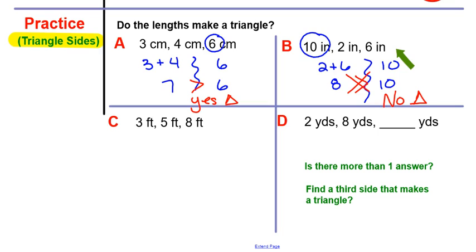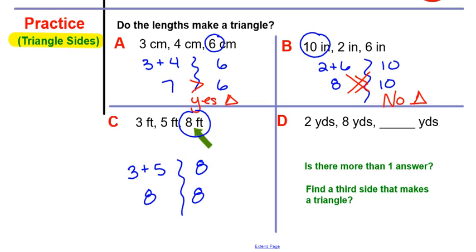When I look at C, again, I'm looking at the three numbers, and I need to find the largest number and compare it to the other two numbers. So I'm going to take the 3 and the 5, compare it to the 8. And when I add 3 and 5 together, I get 8. So is 8 larger than 8? And the answer is no, it's exactly equal. So again, we have no triangle. The two smaller sides must be more than the larger side.